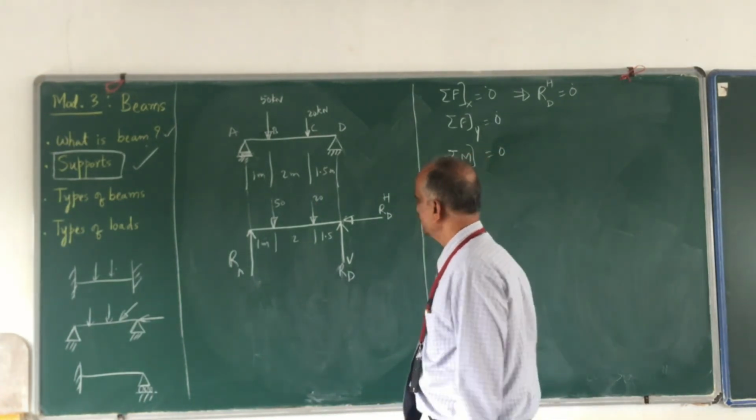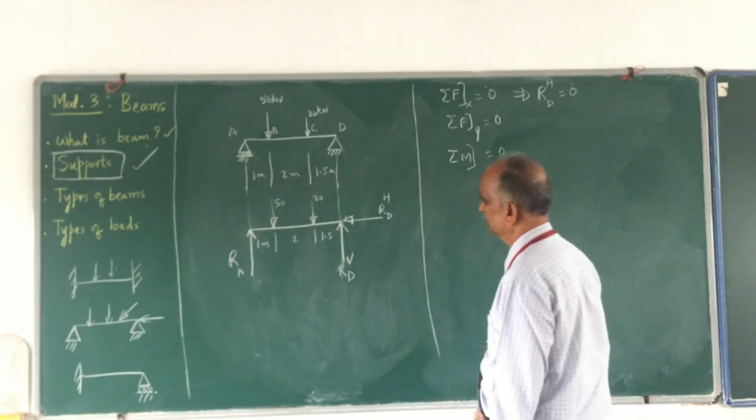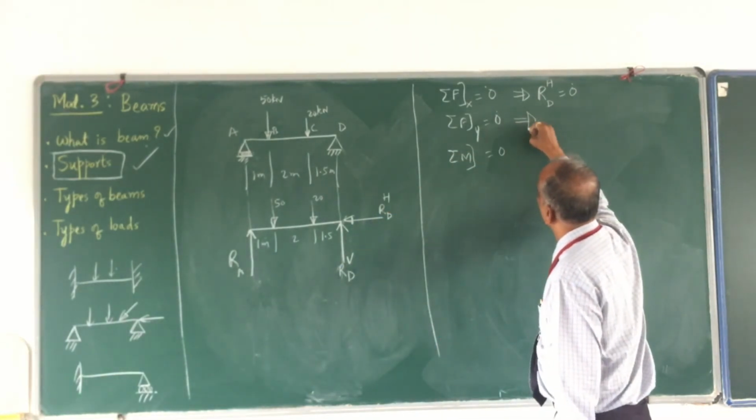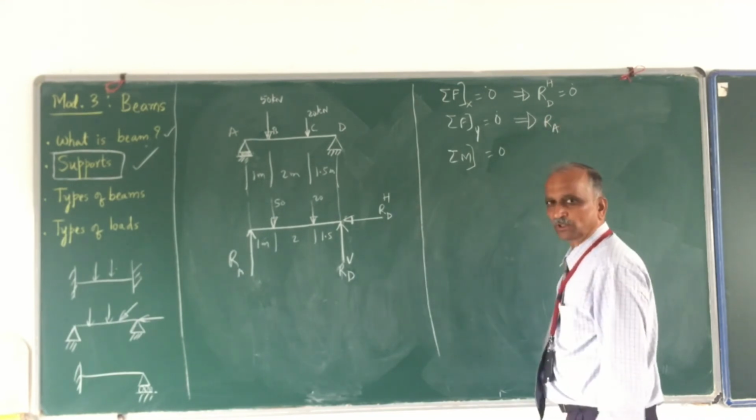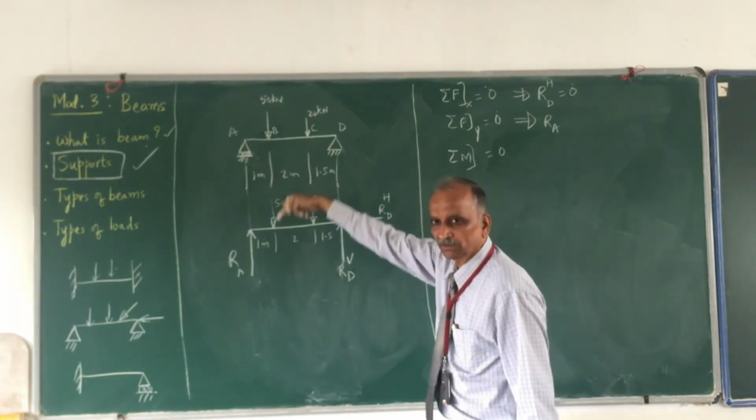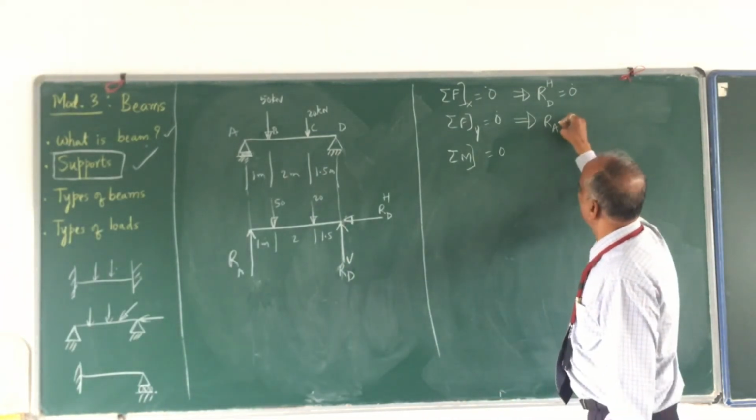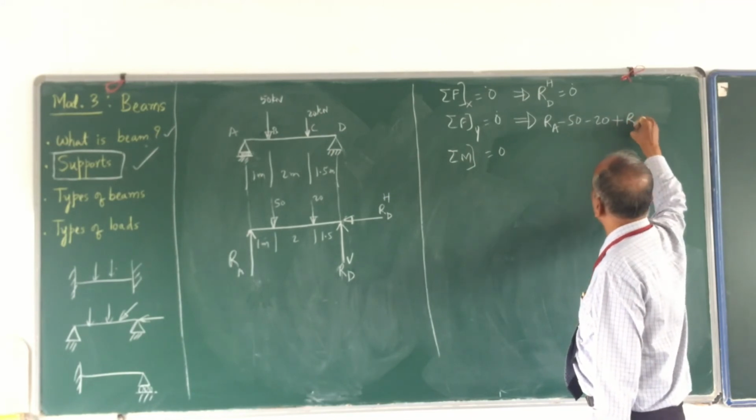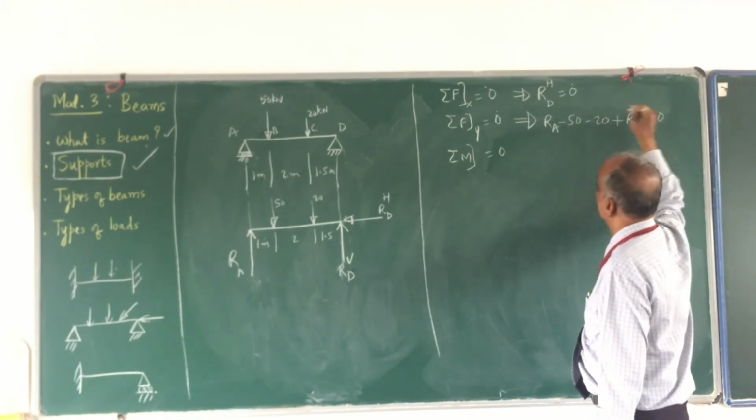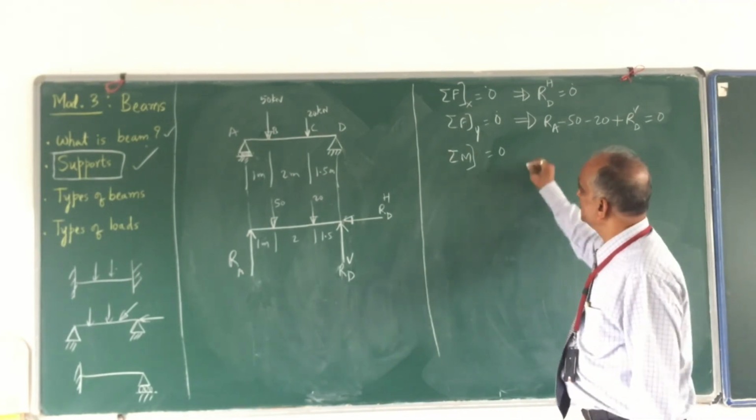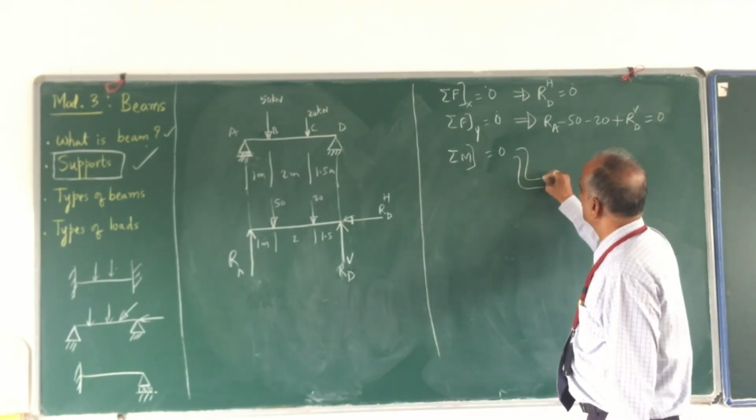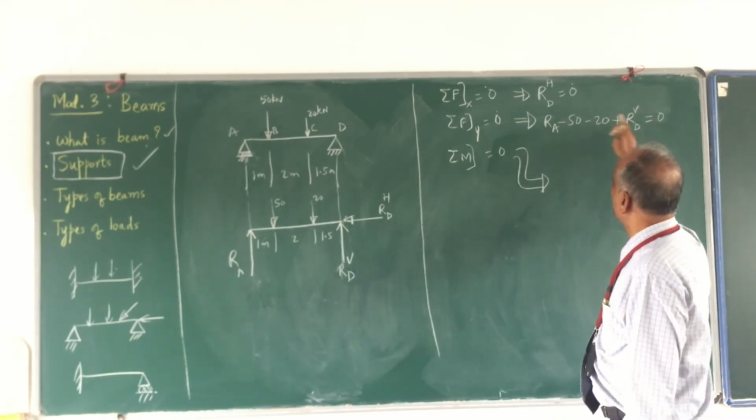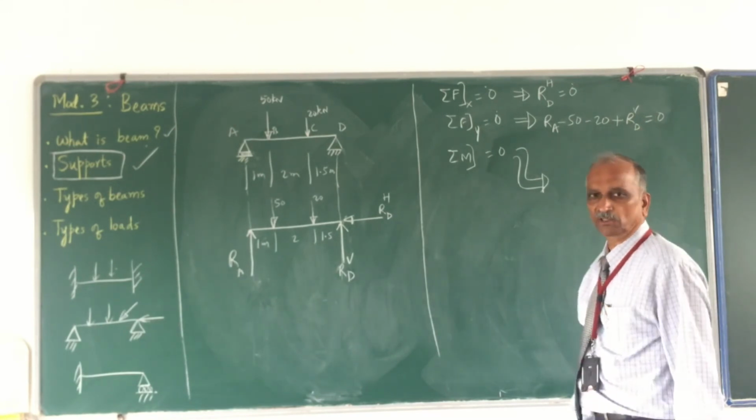So now the next one, sigma Fy equal to 0. RA is in the upward direction. Make use of this: RA, the upward force. And what about this 50? 50 is in the downward direction. Minus 50, then minus 20, plus RD vertical, this is equal to 0. Simplify this. You will not come to know both RA and RDV, both of them are unknowns. You will come to know RA plus RDV is equal to 70 kN.